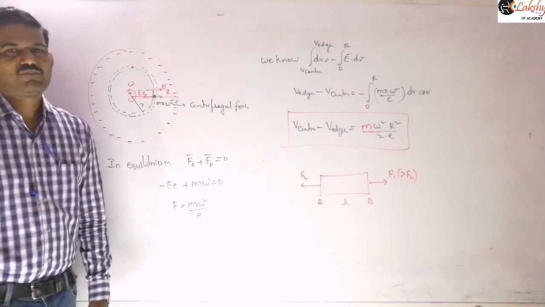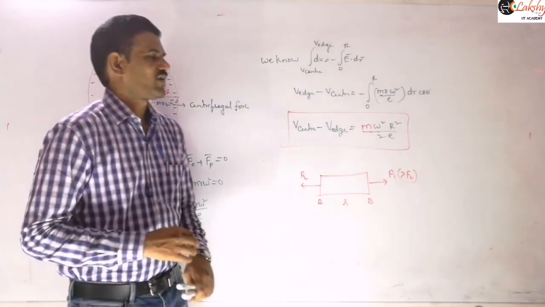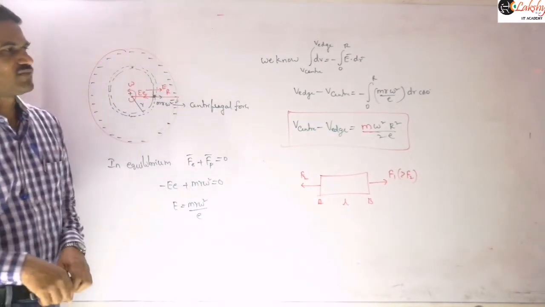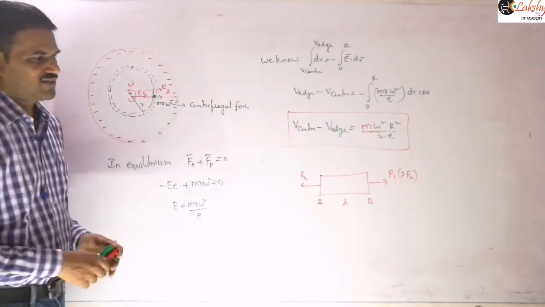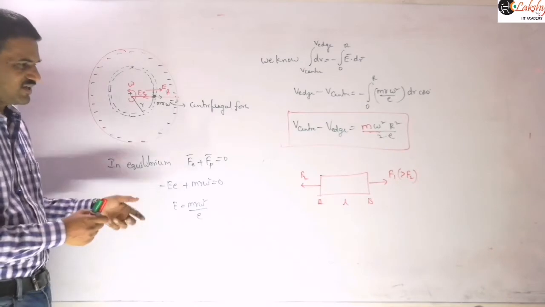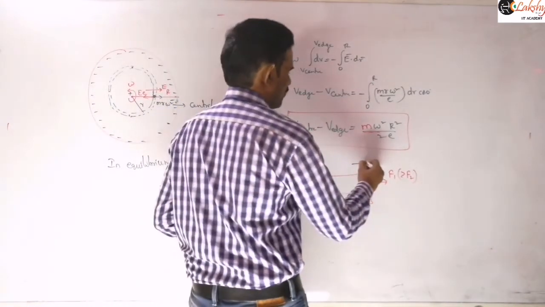Then find the induced EMF developed between A and B. So in a similar way, I will explain this electric field calculation so that you can do the remaining. Let us consider it is accelerating along this direction here.